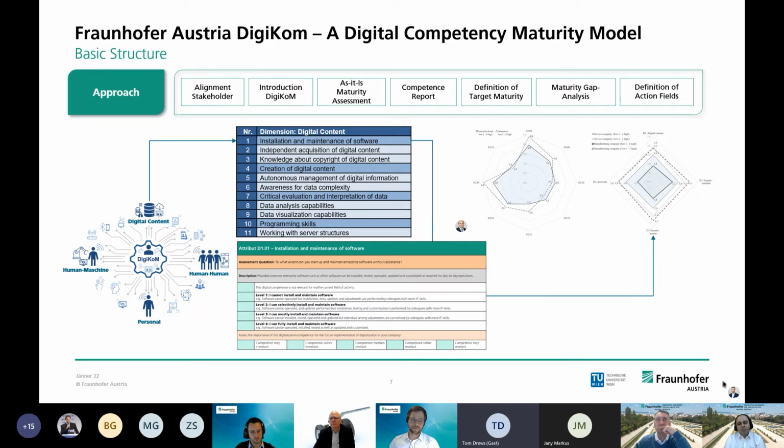related to the data, but in another sense of capturing the data, not using the data science methods, but using the questionnaires and the methods that we have for assessing the maturity level of the competencies that we have in the company. This is the so-called DigiCom, a digital competency maturity model, developed at Fraunhofer Austria over the past years.